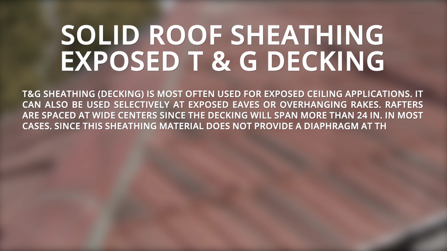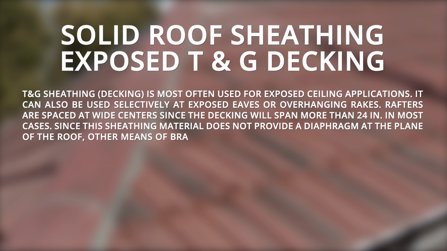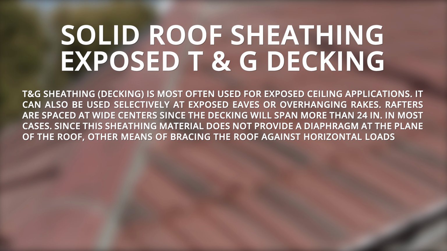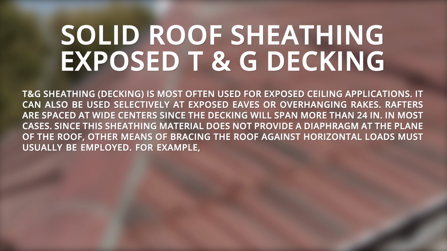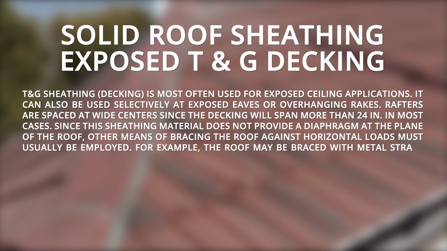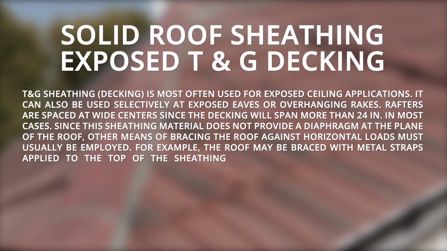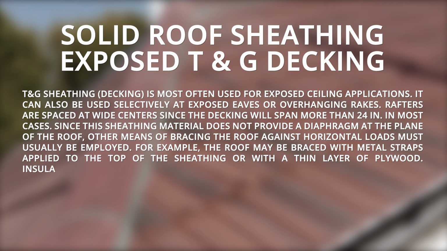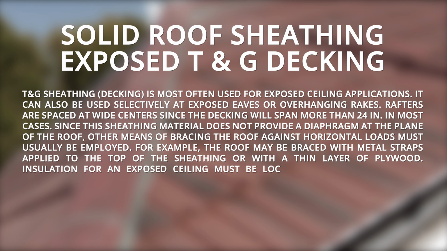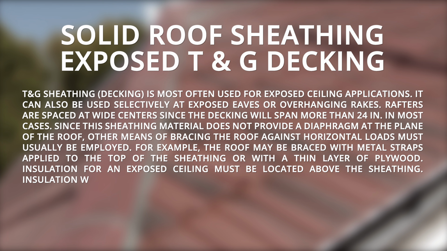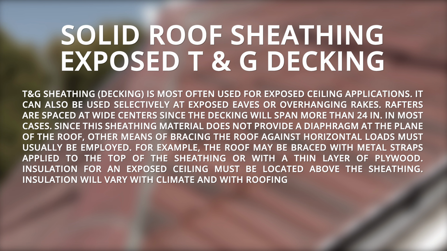Since this sheathing material does not provide a diaphragm at the plane of the roof, other means of bracing the roof against horizontal loads must be employed. For example, the roof may be braced with metal straps applied to the top of the sheathing or with a thin layer of plywood. Insulation for an exposed ceiling must be located above the sheathing. Insulation will vary with climate and with roofing material.